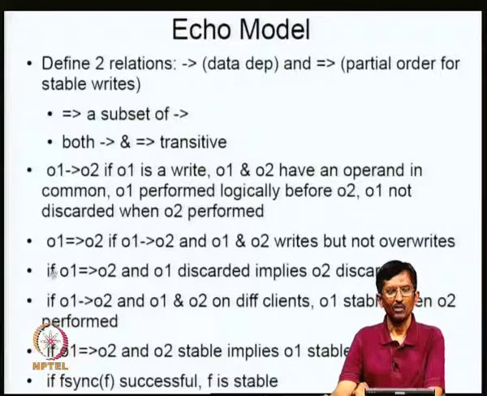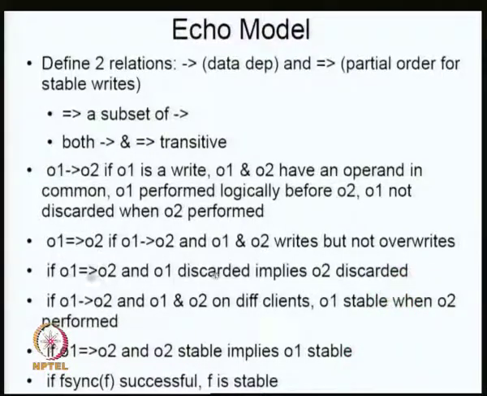Okay. What about this? If O1 is followed by O2 in this arrow, O1 discarded implies O2 discarded. So this is the opposite of this. Basically, in case I am going to make things stable, then if it turns out that O1 has been discarded, that means O2 should also be discarded. This is another condition. Okay.